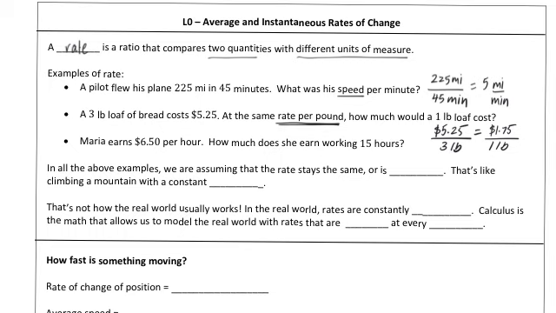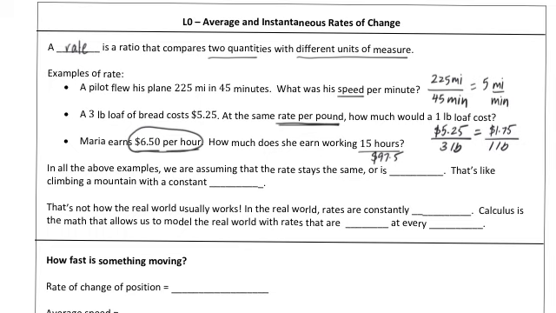The next one, we're given a rate. Maria earns $6.50 per hour. That's her pay per hour. That's a rate. How much does she earn working 15 hours? Well, we take this rate of $6.50 for each hour. We multiply it by 15 to get her total, right? So we get 97.5, which is how much she would make in 15 hours. So these are just some examples of rates as you've already used them before.